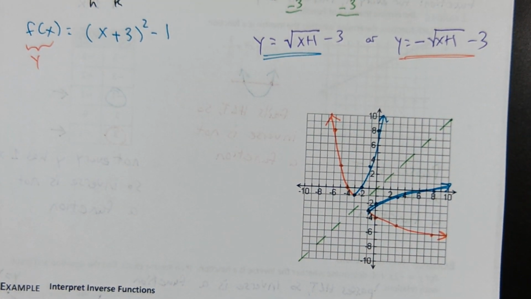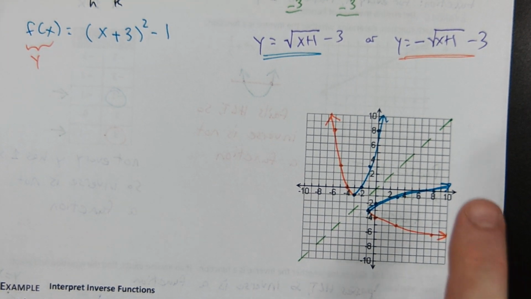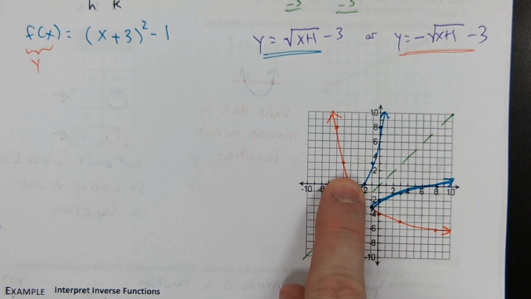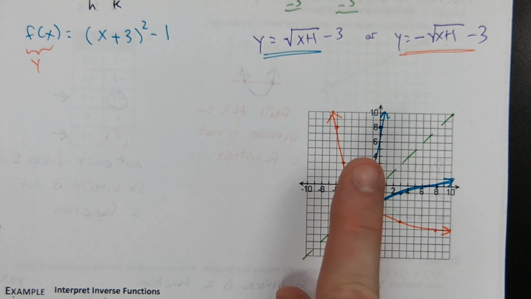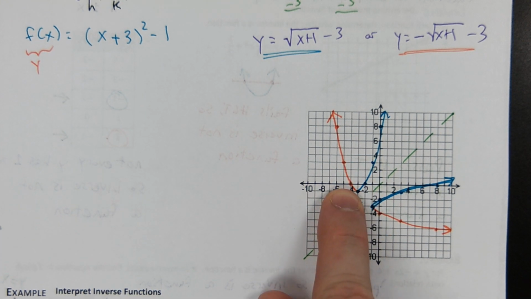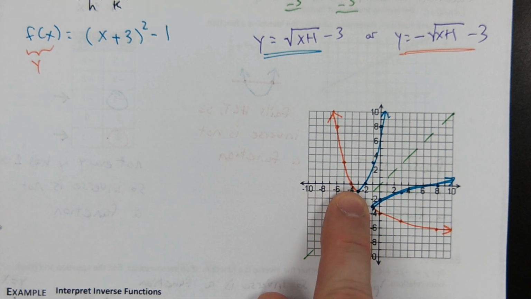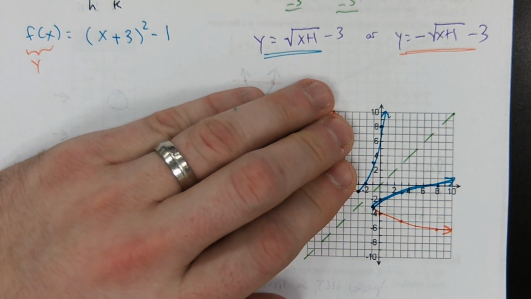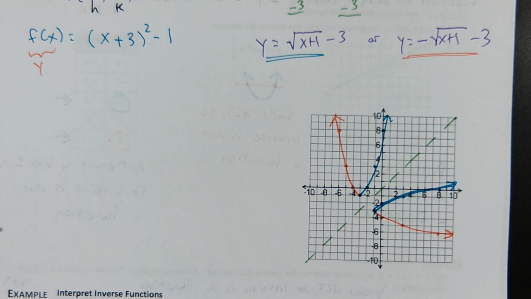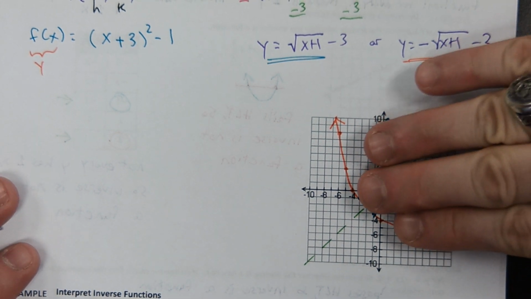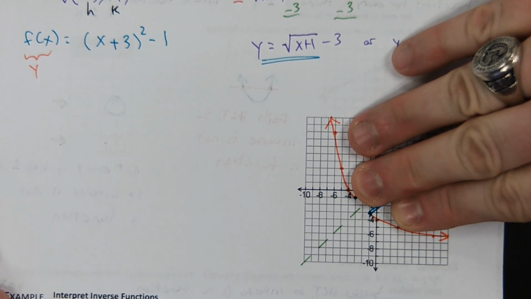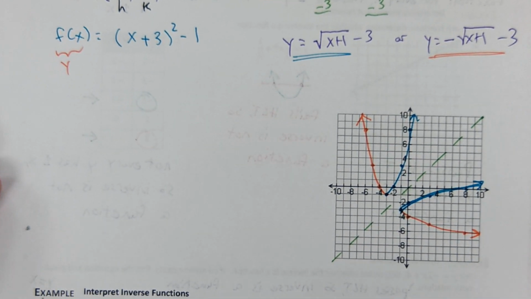So what we do is we say that the blue one is the inverse of f of x when x is greater than -3, because that gets me just that half. And we say the orange one is the inverse of f of x when x is less than -3, because that would give me the orange half. So we're going to do it like this.